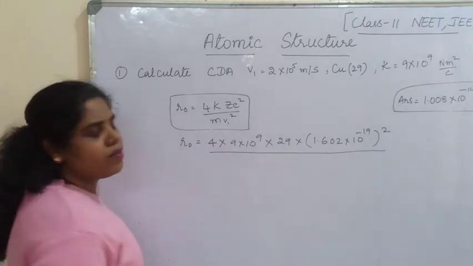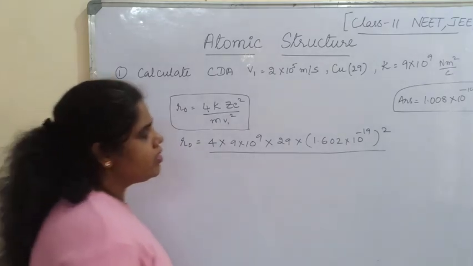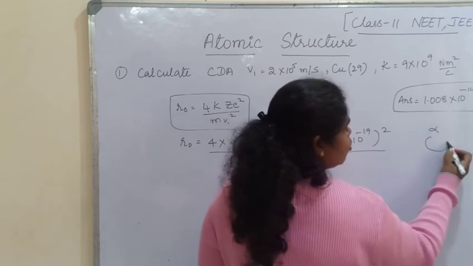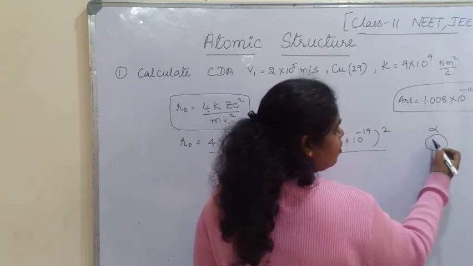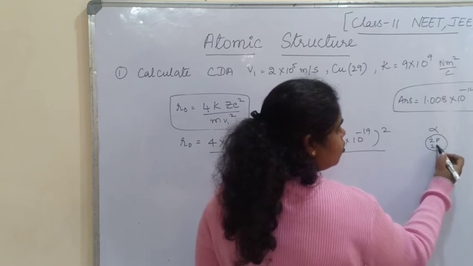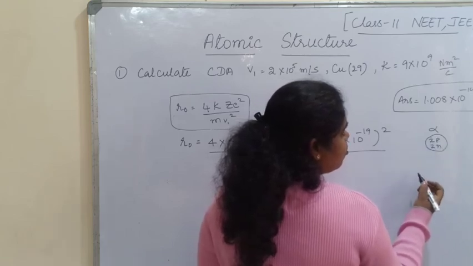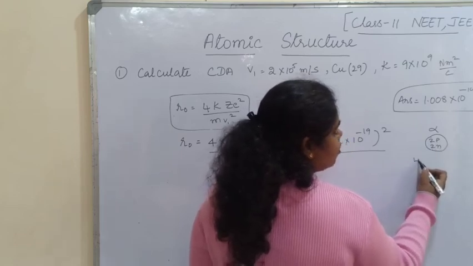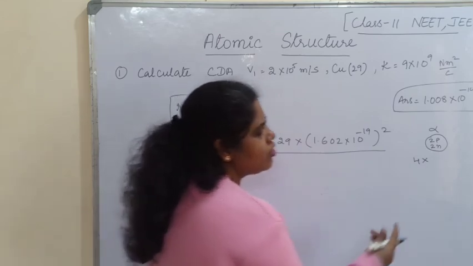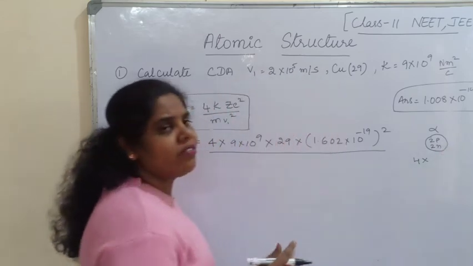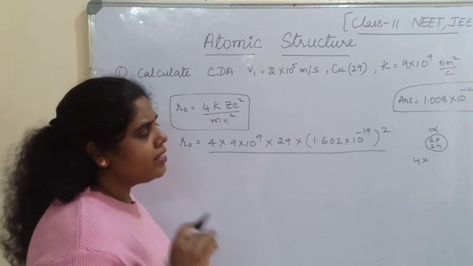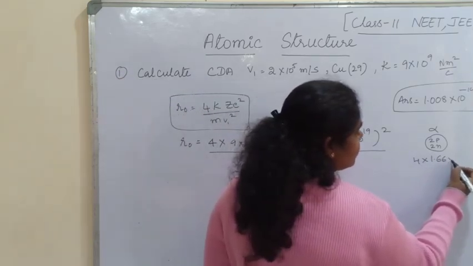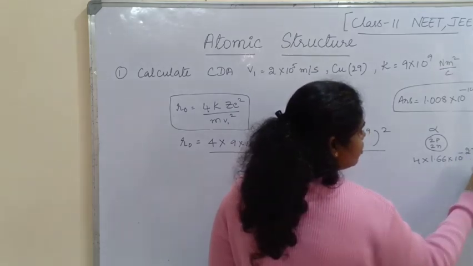m is the mass of the alpha particle. What is the mass of the alpha particle? I said that the alpha particle is the nucleus of the helium atom. Inside it there will be 2 protons and 2 neutrons. So the mass of 2 protons plus the mass of 2 neutrons we have to consider. 2 plus 2 will be 4. So 4 into, you know that the mass of a proton and a neutron will be almost equal. A slight difference will be there, but you can take it as almost equal, 1.66 into 10 to the power of minus 27.